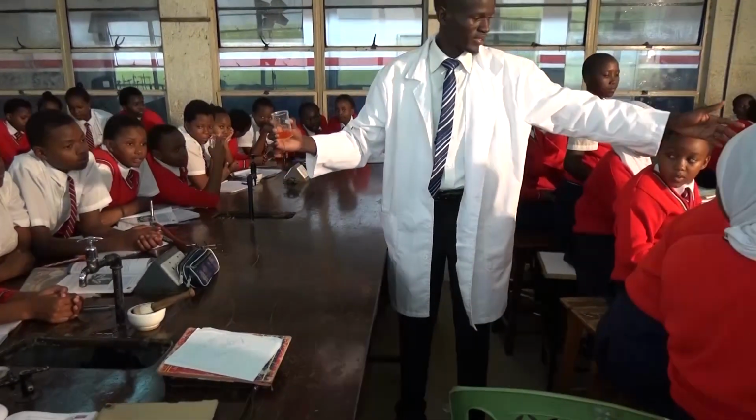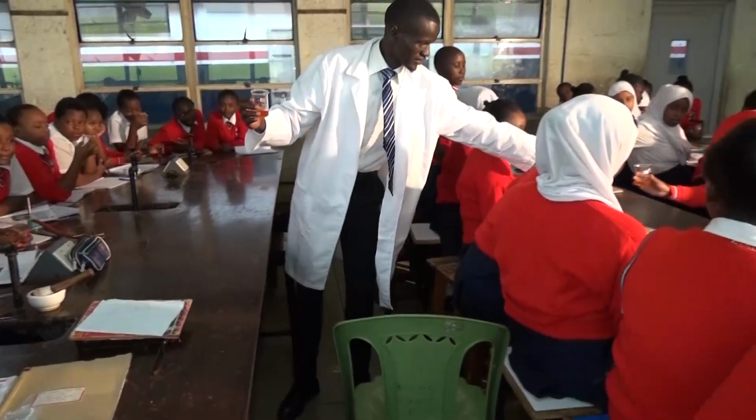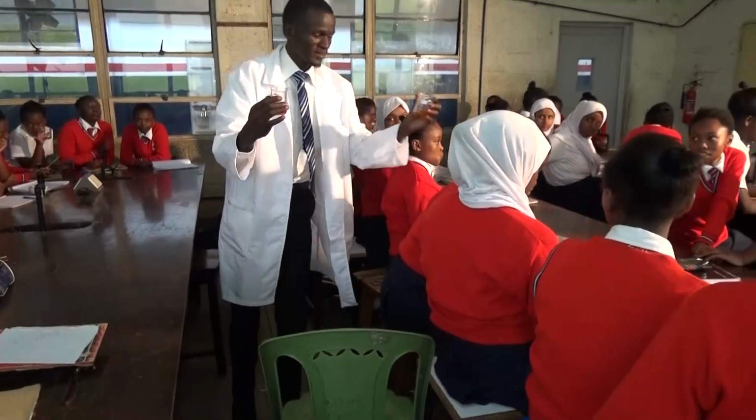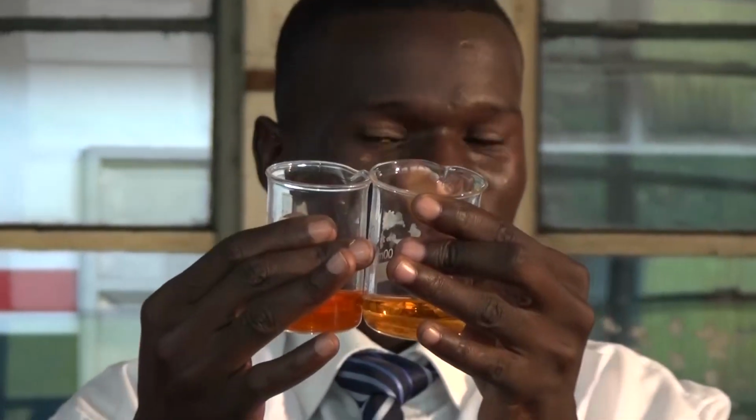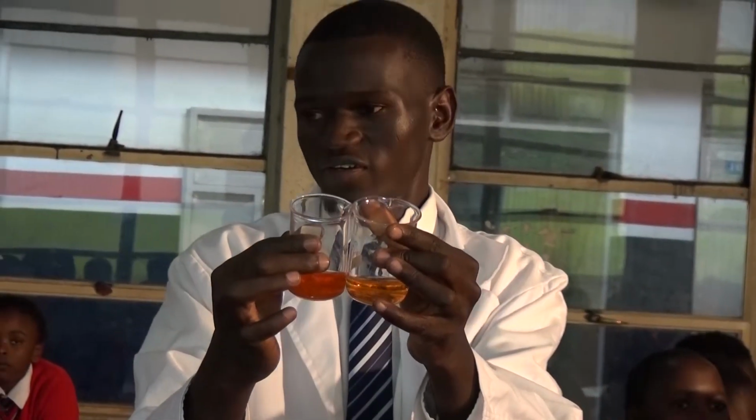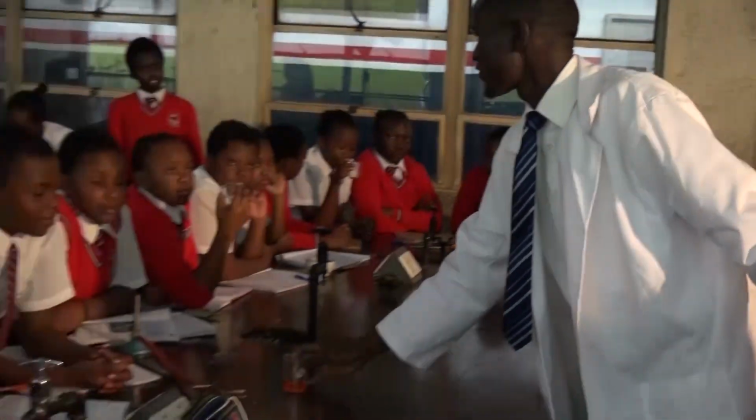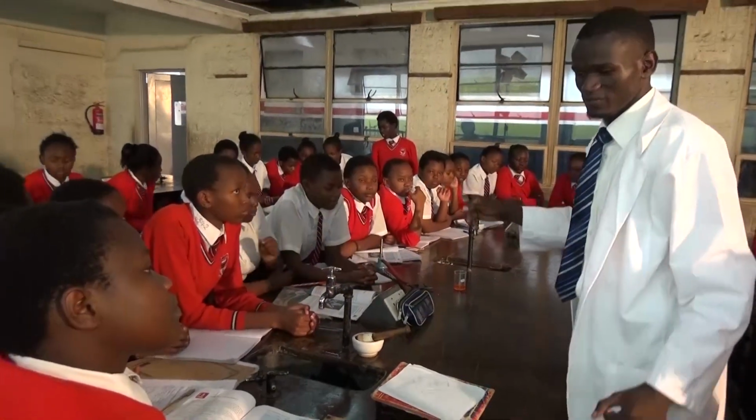Now, I want to compare the hydrochloric acid from this group and from this group. Let us check the colors of the two. Are they the same? No. Be very careful. This was hydrochloric acid. They are the same, it's only that the intensity of this is very high. Are you seeing? If you compare with wood ash, it is very far.